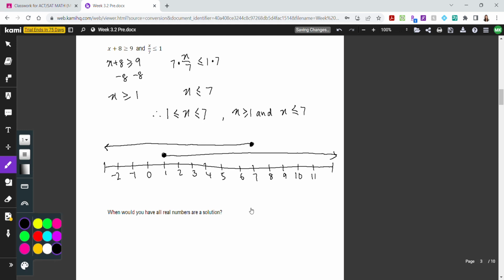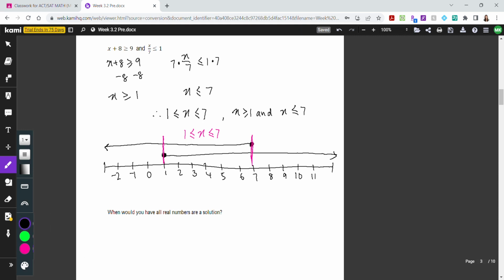Now, because it's an and question, we want the answer where the two lines overlap. So as you can see, the lines overlap here and here, which would then give us, like I said, the answer 1 is less than or equal to x is less than or equal to 7. And that's why this is the answer for an and question.